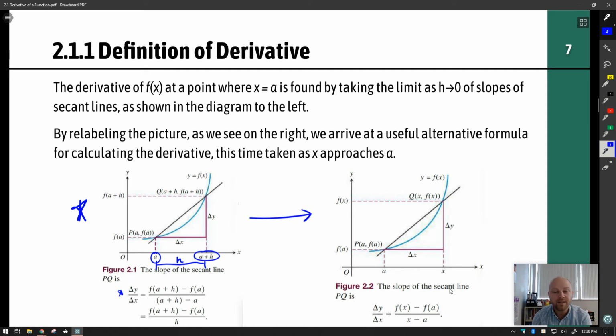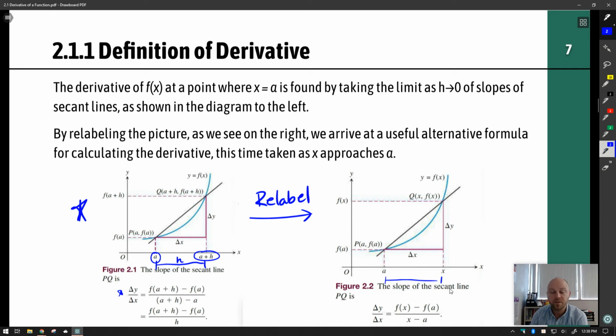Now, if we relabel, I'm going to write that here. If we relabel, we can have a new diagram. We can have a, the same point, a comma f of a, but rather than saying there is a space between the 2 points here that we will move closer and closer, what we're going to do is label the second point as x. And that means its associated y value is f of x.